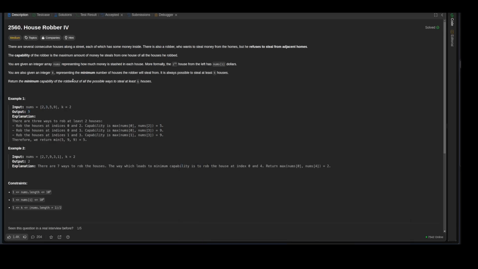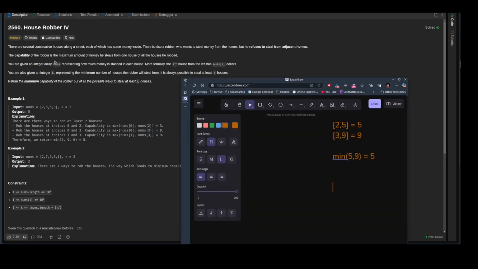Okay, so let's come to the solution. When you see something which they have asked as a minimum or maximum, the first thing that should come to mind is binary search. If they've asked for the minimum capability, we know that the capability is the maximum money he has stolen in one procedure. So if we cap the money he can steal at some value, we can easily find out whether there are at least k houses which can be stolen. So I'll do binary search on the capability value.